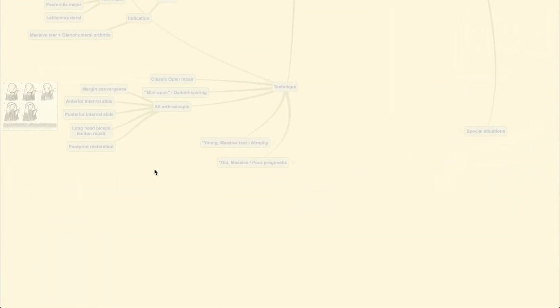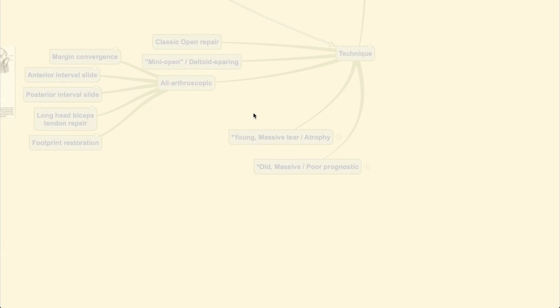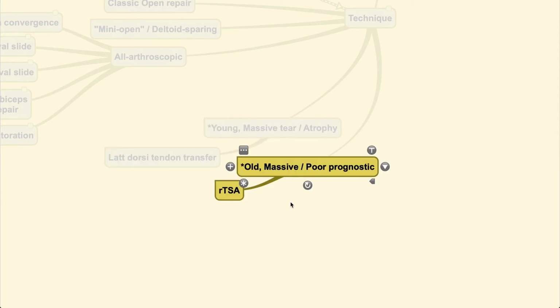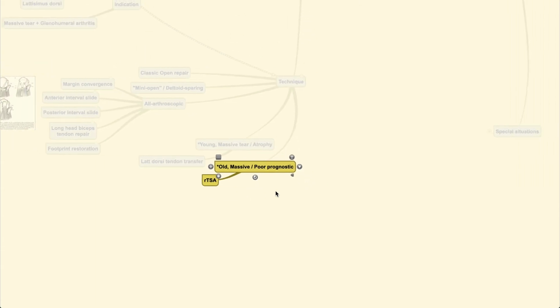Although this technique can be used in various different patterns, there are certain types of tear that need to be paid attention to. First, in the young population that has a concurrent massive tear or atrophy, you should do tendon transfer instead of repair. And in the older population with a massive tear and a poor prognosis, you should move on directly to arthroplasty, in this case, a reverse total shoulder arthroplasty.